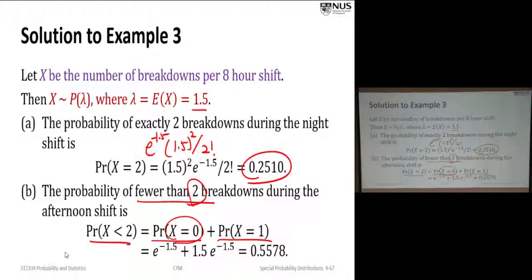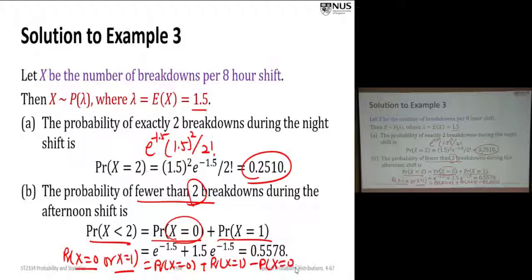This means the probability of X equal to 0 or X equal to 1. Am I right? So this equals the probability of X equals 0 plus the probability of X equal to 1 minus the probability of X equals 0 and X equal to 1 at the same time. Is it possible? No. The number of occurrences cannot be 0 and 1 at the same time. So this is 0. So it's just equal to the sum of these two probabilities. Right? Okay?